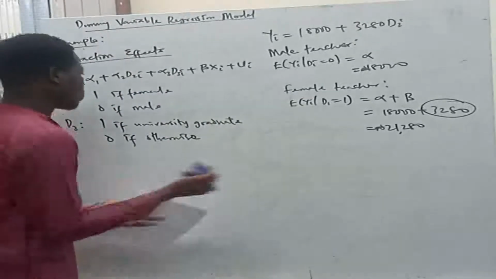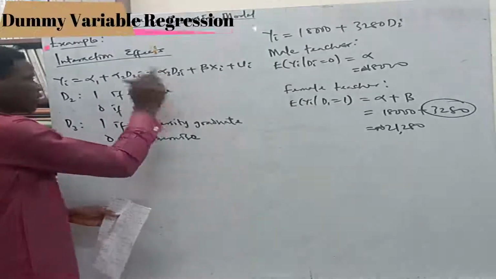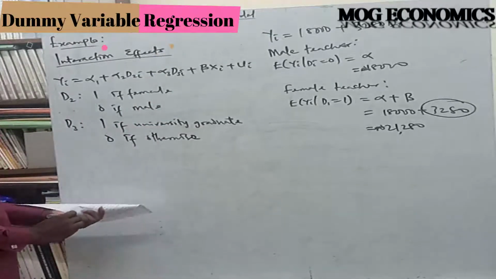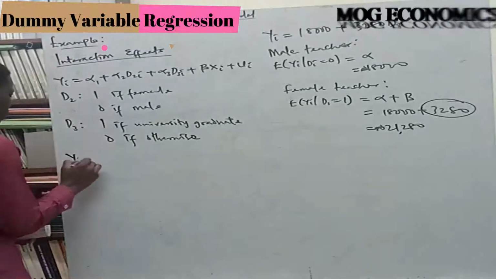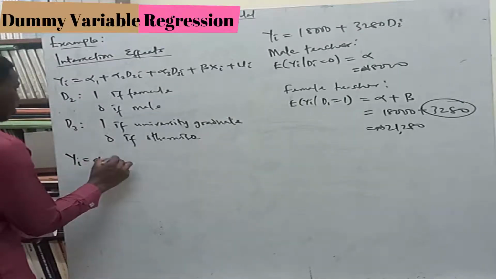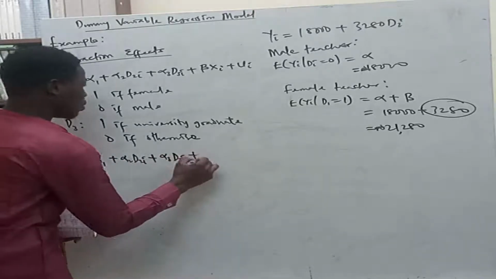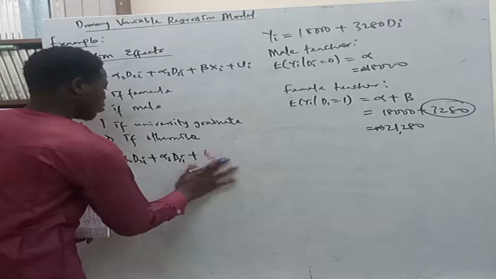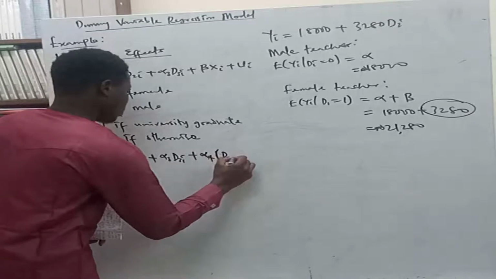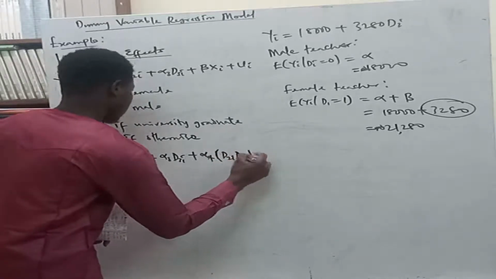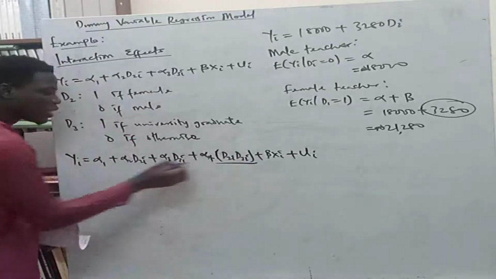You want them to interact, because this is only telling us whether male or female, and this is only telling us whether the person is a university graduate or not. You may want a situation where you are looking at a female university graduate. So in your regression model you have to bring that in: Y_i equals alpha 1 plus alpha 2 D2_i plus alpha 3 D3_i plus alpha 4, then in brackets D2_i D3_i, plus beta X_i plus u_i. So you have been able to bring them together.